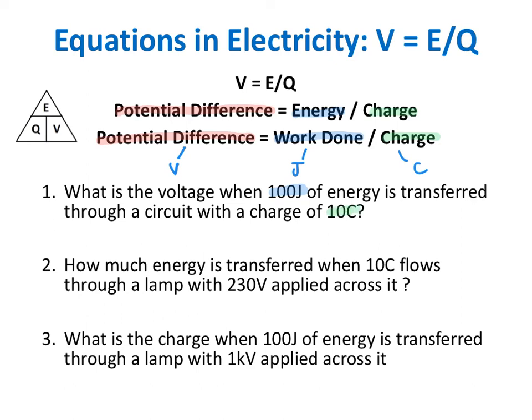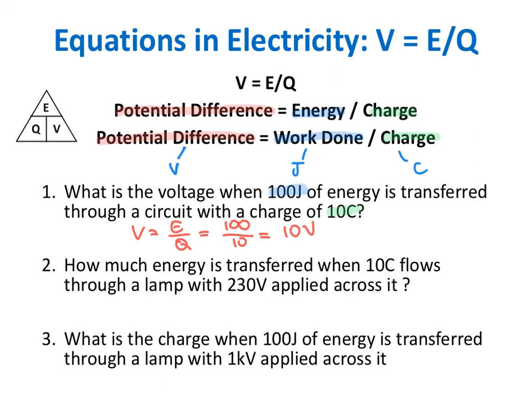We know that potential difference, V, equals the energy or work done over the charge. So we know that it's 100 joules divided by 10 coulombs, so it equals 10 volts. Okay.